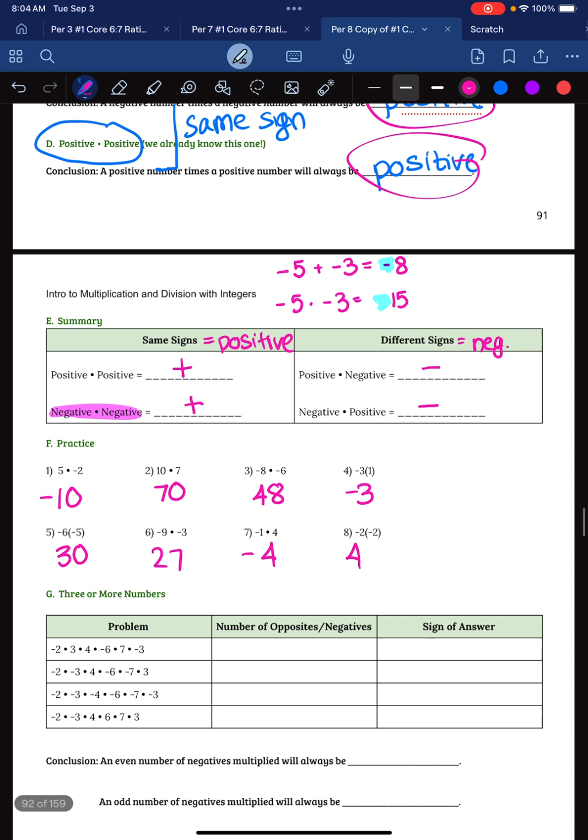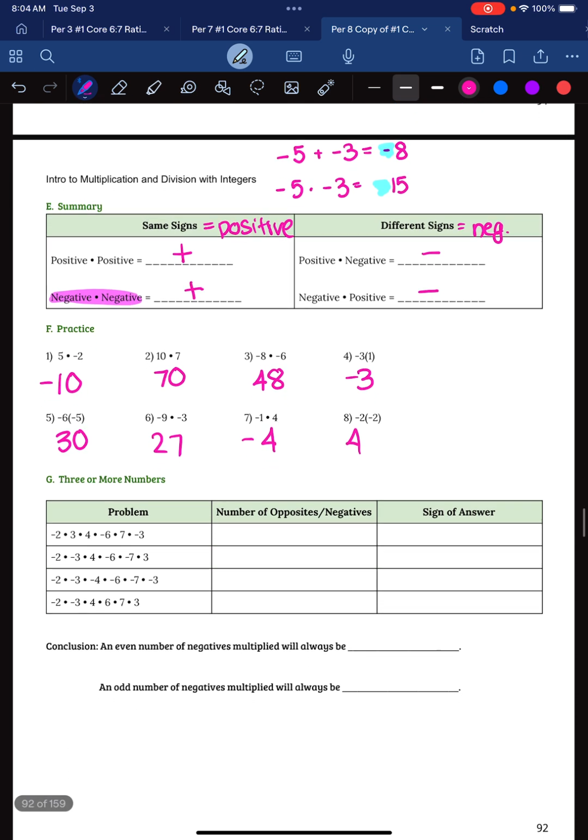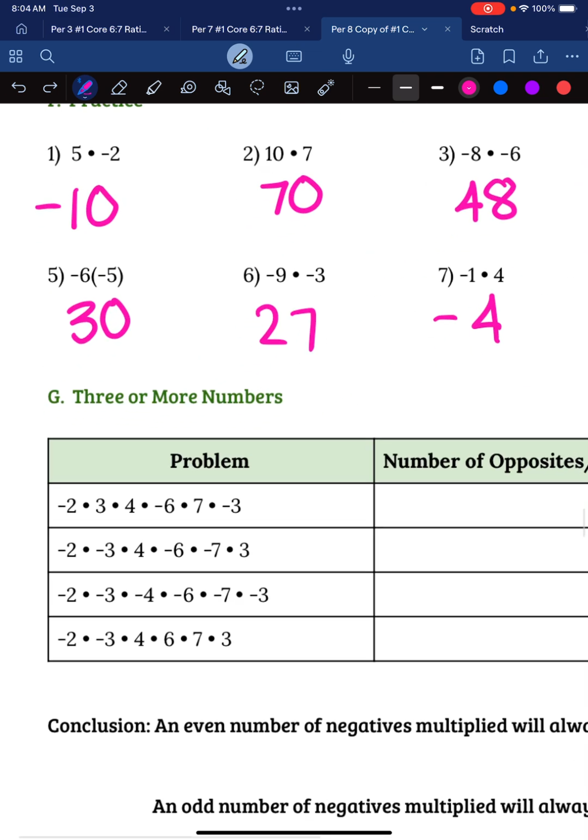All right, let me show you how section G is asking you to do the work. This is a long string of numbers, and I am not asking you to actually calculate it. The first column is asking us to find how many opposites or negatives you see in the problem. All right, so let me look.